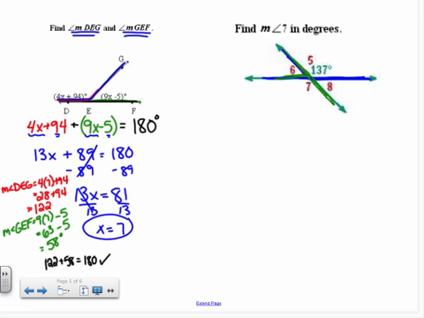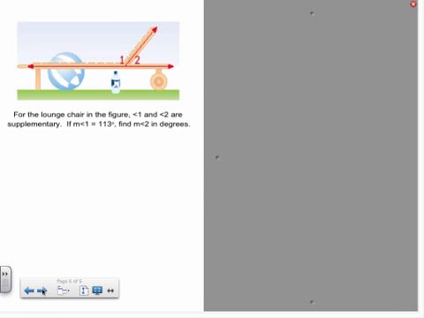Hopefully you've noticed that angles 5 and 7 are both supplementary to angle 6. The congruent supplements theorem tells me that since they're supplementary to the same angle, angle 6, angles 5 and 7 have to be congruent. Then the measure of angle 7 is the same as the measure of angle 5, which is 137 degrees.